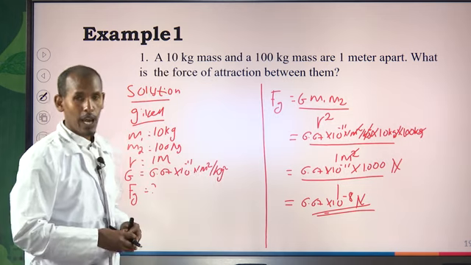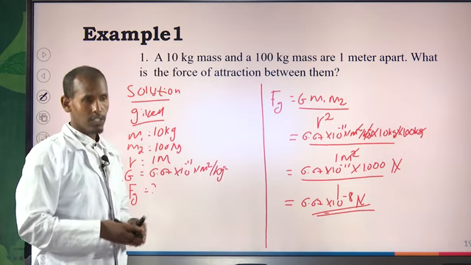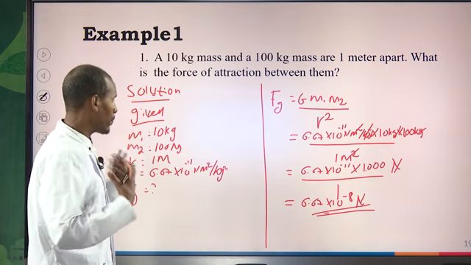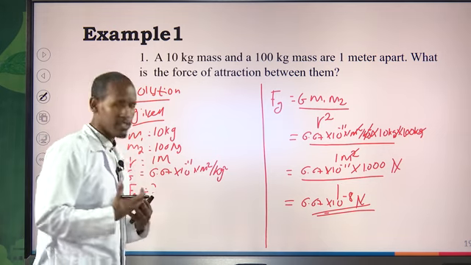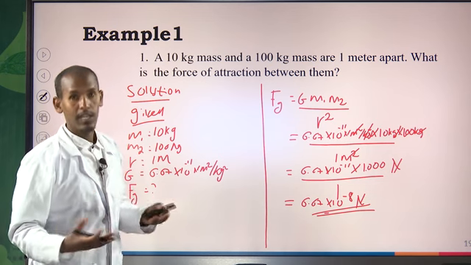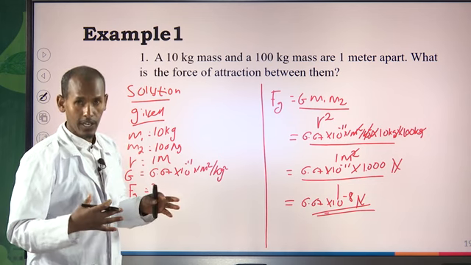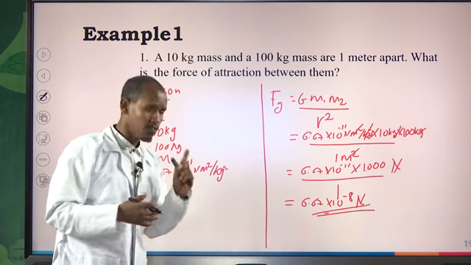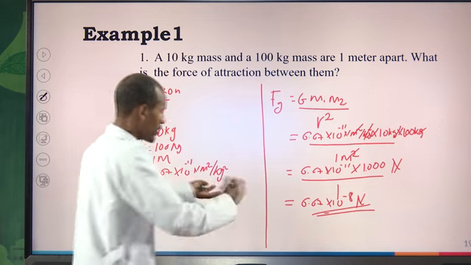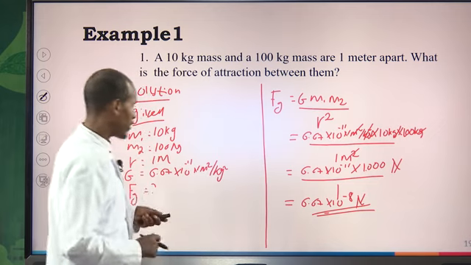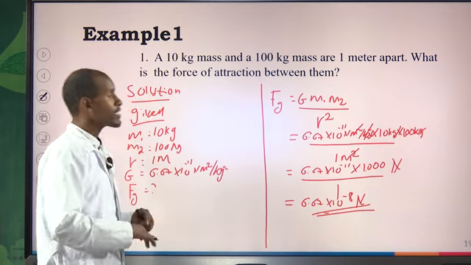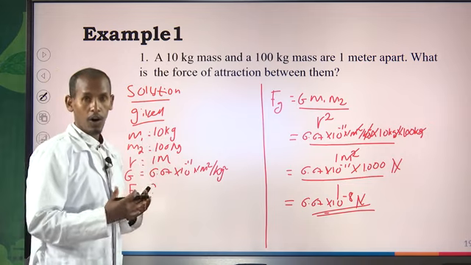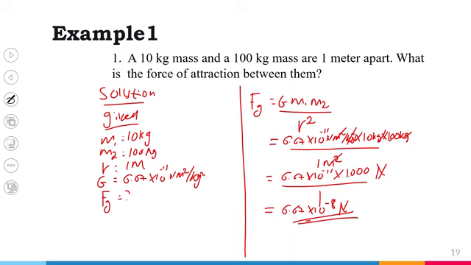This is the reason why we do not feel the forces between two objects. For example, between me and this board there is an attractive gravitational force, but I am not feeling it because the force is very, very small. This is the reason we do not feel the force of gravity. But if the mass of two objects or either one object is very huge, like the mass of the earth, we feel that force.